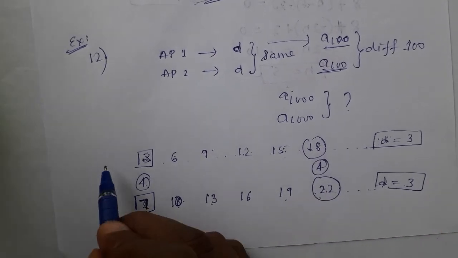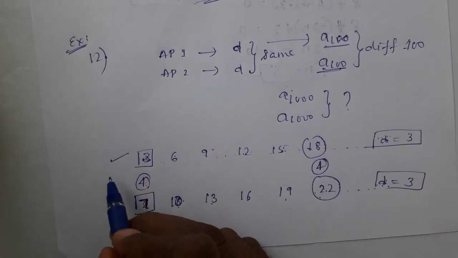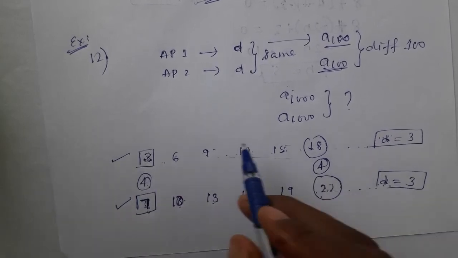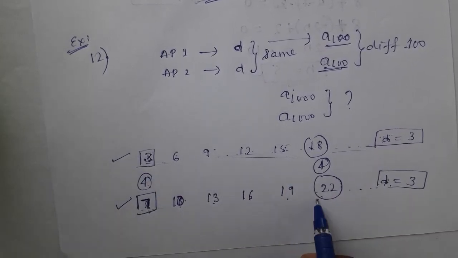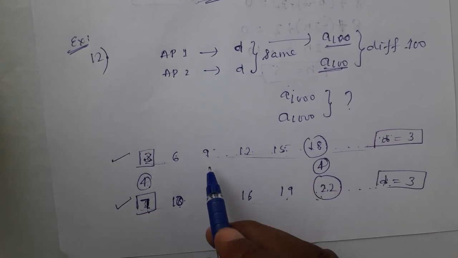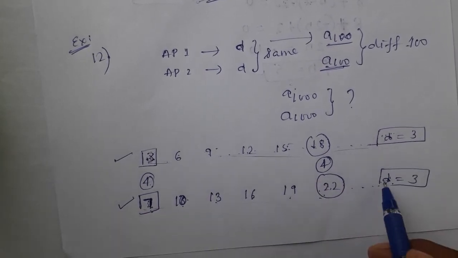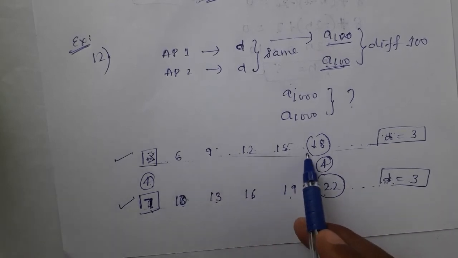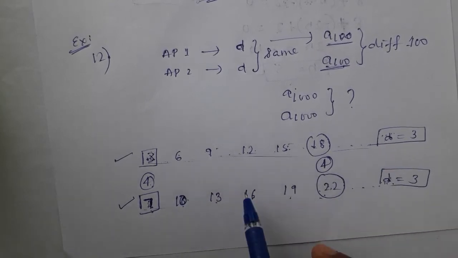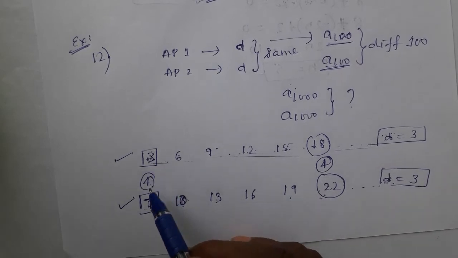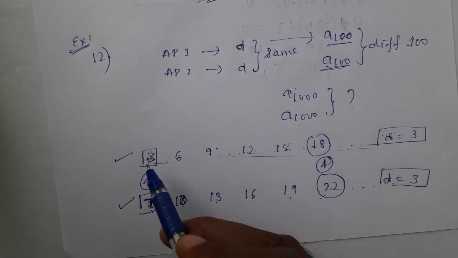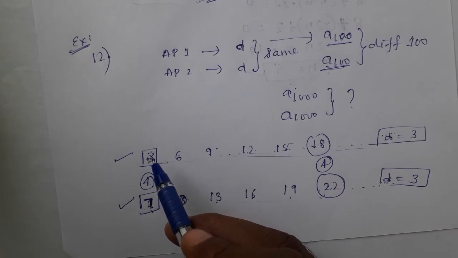That means, I repeat again, these two APs are different. One starts from 3, the other starts from 7, different values. Only one link is there between these two APs, that they have the same difference, that's it. Both APs have a common difference of 3, but both the APs are different. So let us check one more relation between these two APs.